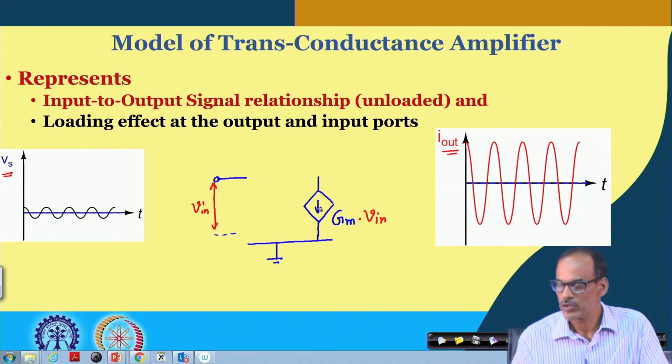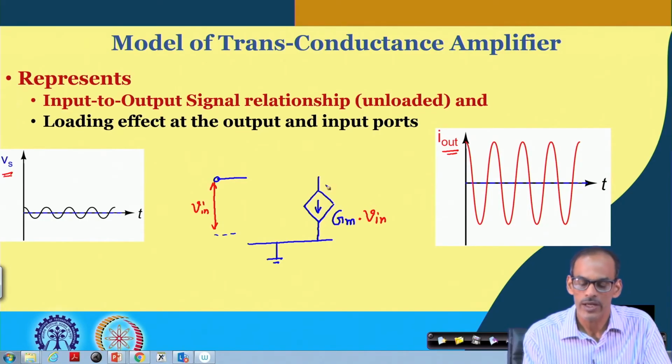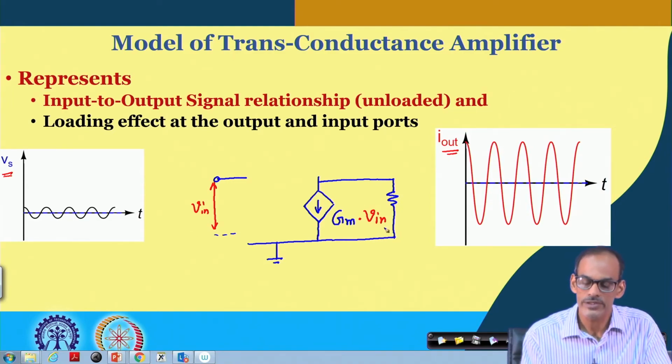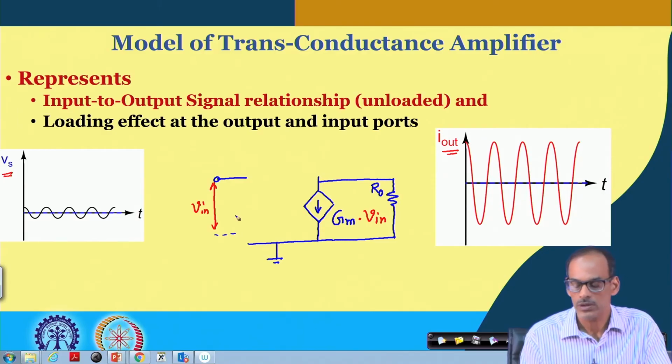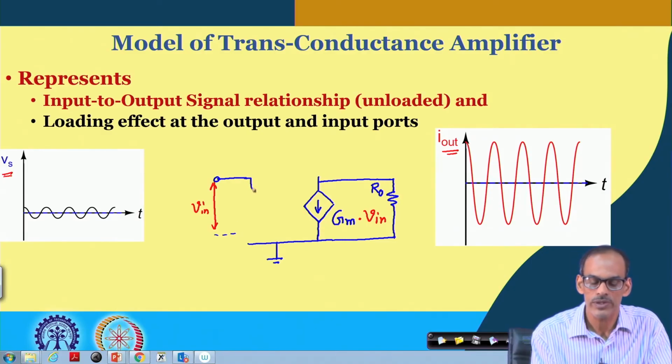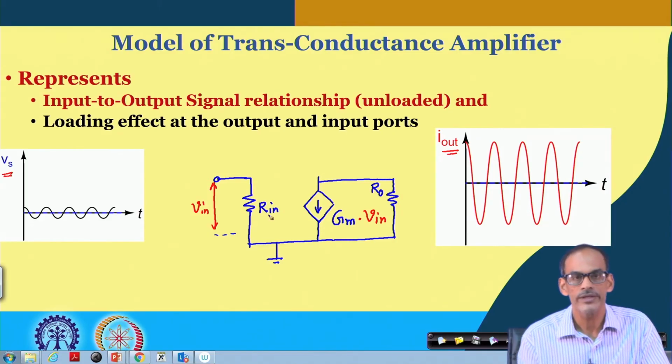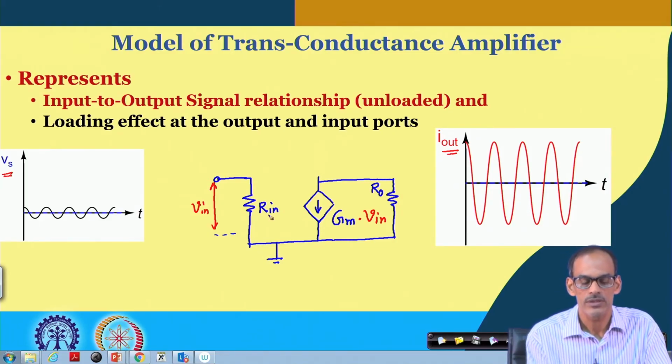So, since it is Norton equivalent, to take care of the loading effect, as you might have seen for the current amplifier, we like to put one finite conducting element, and its conductance you may write in terms of G conductance, or for simplicity, you can write the resistance R naught. And at the input, again to take care of the loading effect at the input port, we may have a finite input resistance.